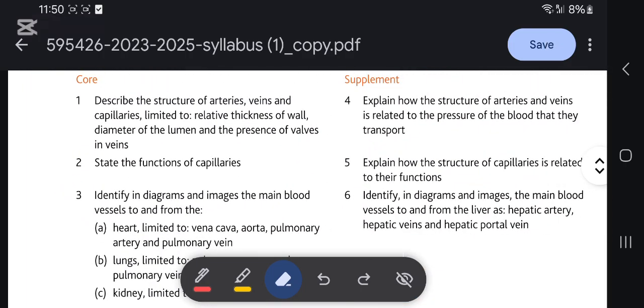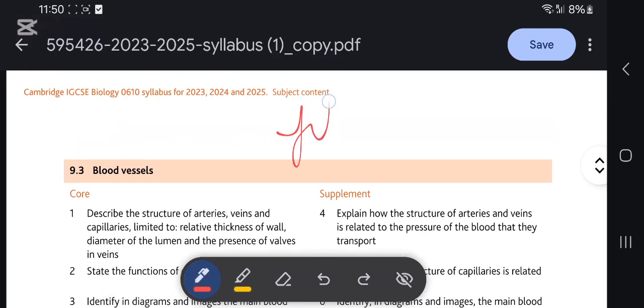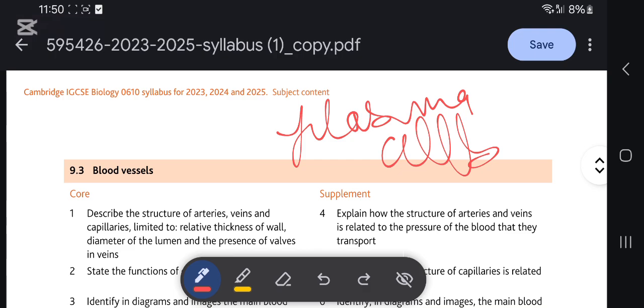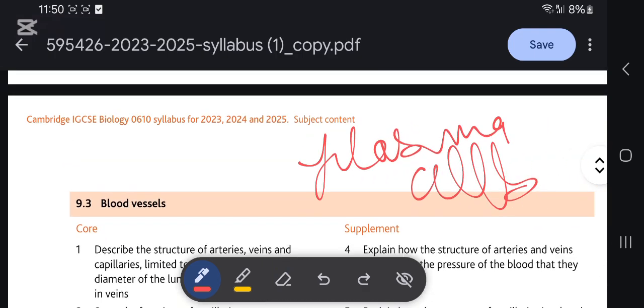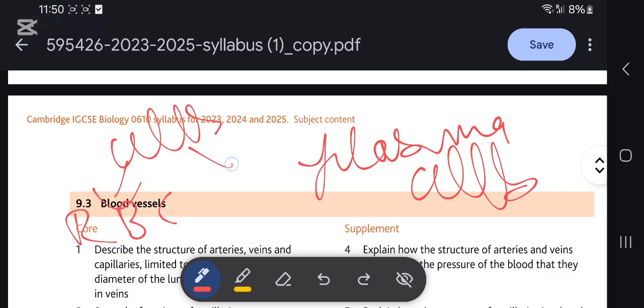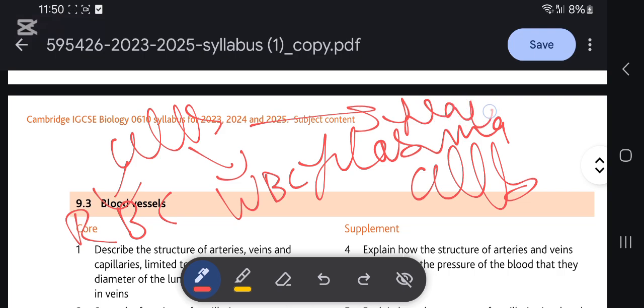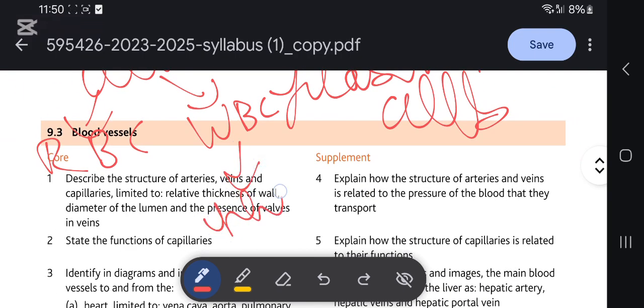Now, talking about blood: blood is made up of plasma and it is also made up of cells. The plasma makes most of the part, and there are three types of cells. In cells you have red blood cells, RBC, and white blood cells, and you have platelets. White blood cells are further divided into phagocytes and lymphocytes.